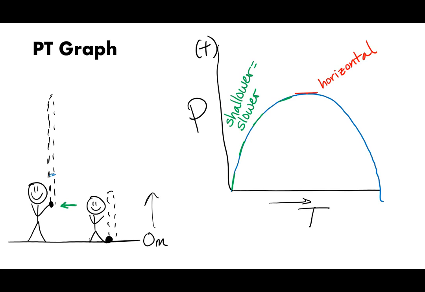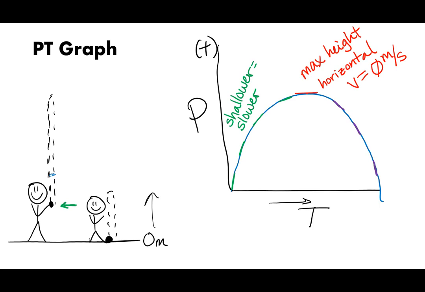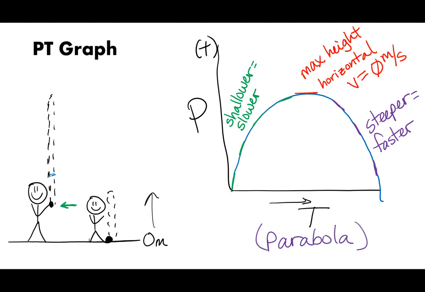And if it is horizontal, that means velocity is 0. It's not going anywhere. This is also called our max height. Then, as it comes back down, it gets steeper. And so, steeper means faster. So what this parabola tells us is that it's going to slow down.